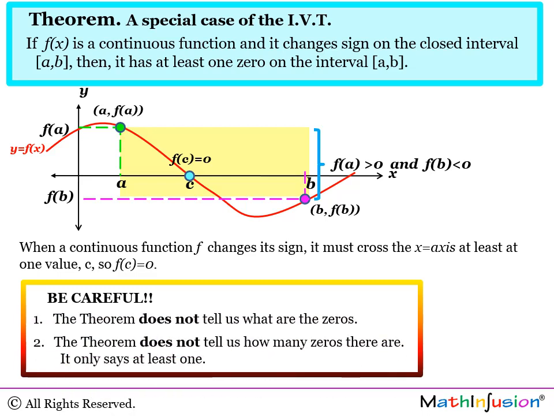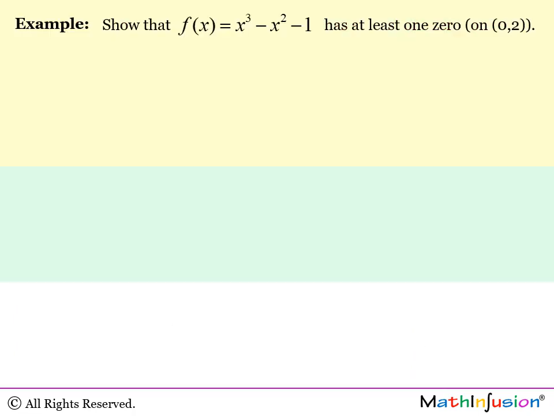Be very careful. The theorem does not tell us what the zeros are. Also, the theorem does not tell us how many zeros there are. It only says that there is at least one zero.